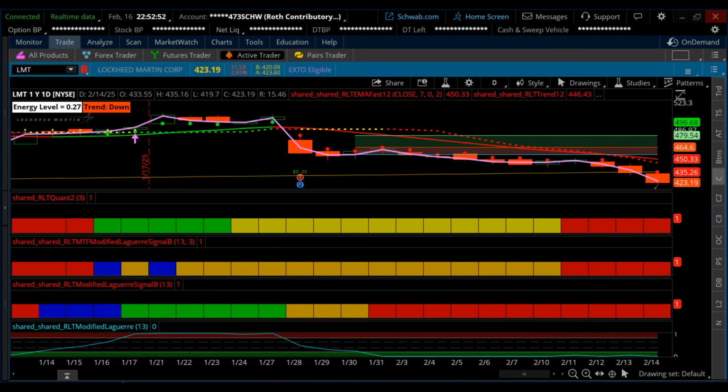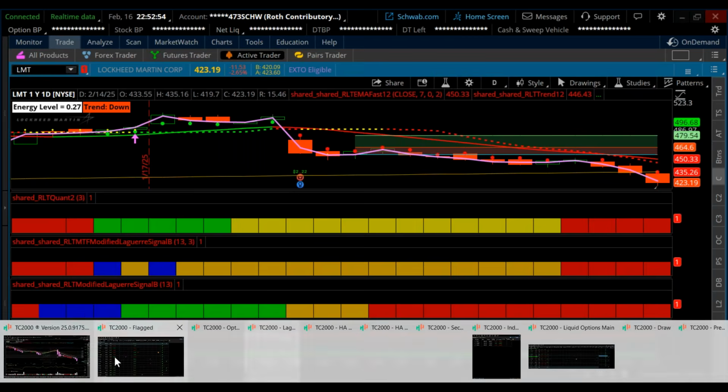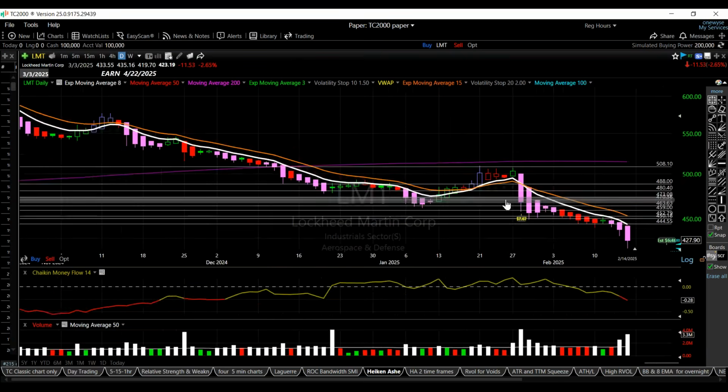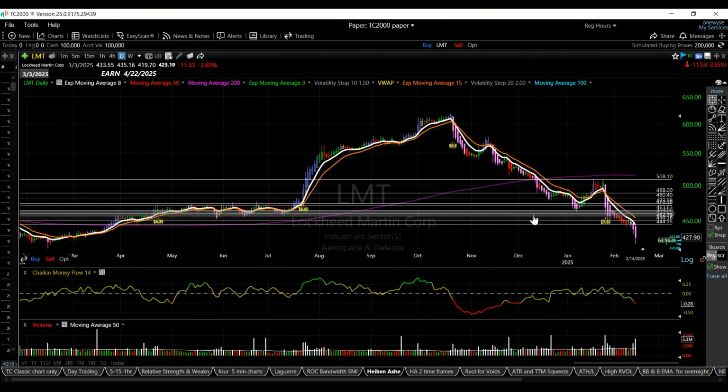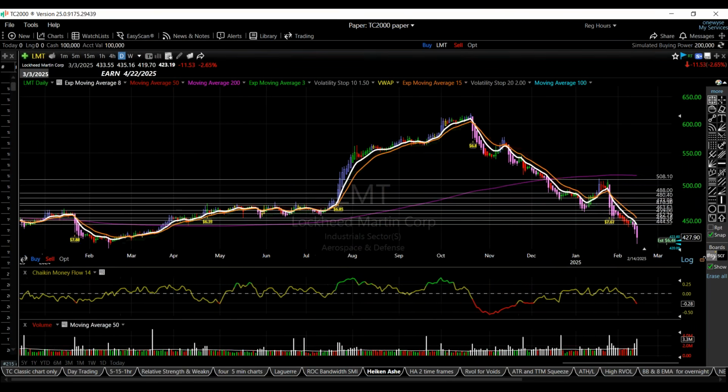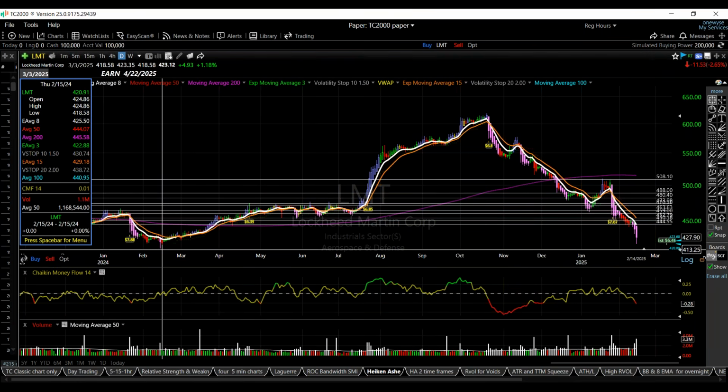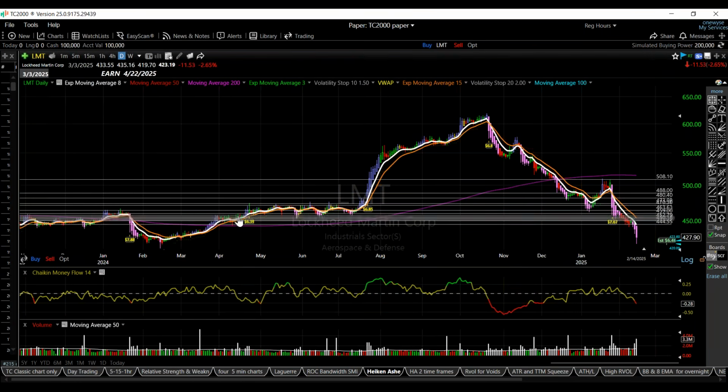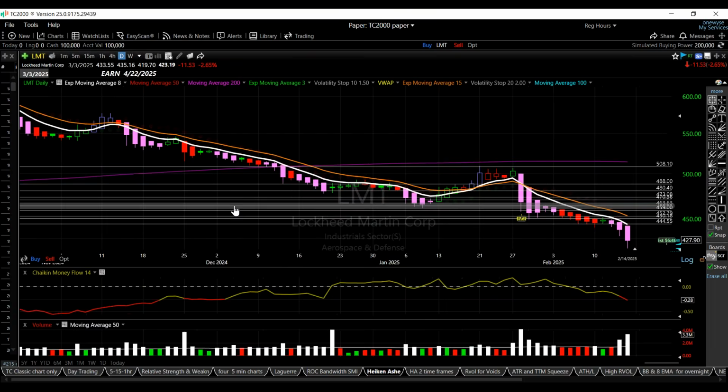If I go back to my TC2000 chart, see what I've got. I don't really have any nearby support on this thing. It's quite a ways down. It's got to drop down to around 413, so it's got pretty good room to the downside.